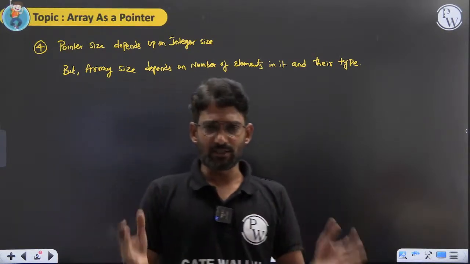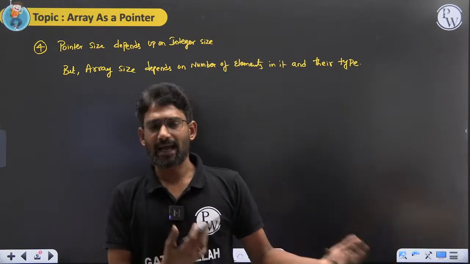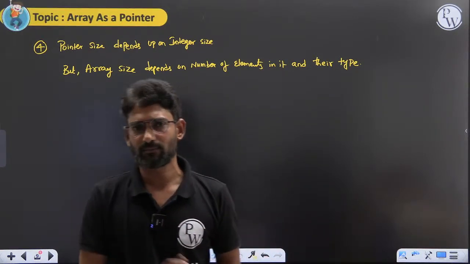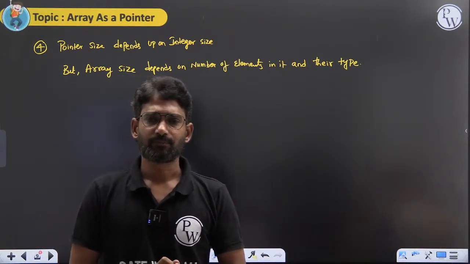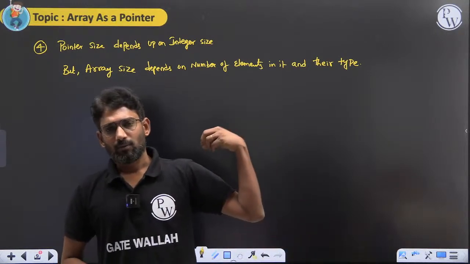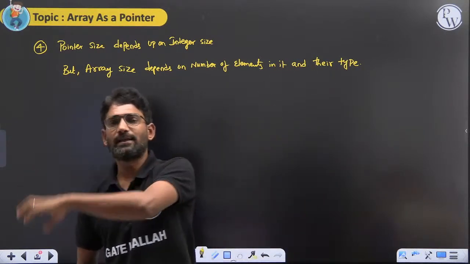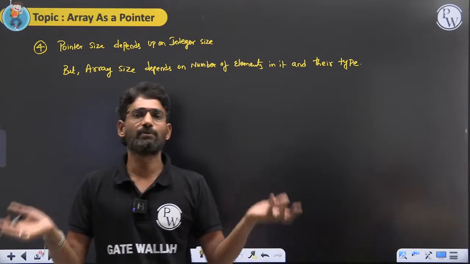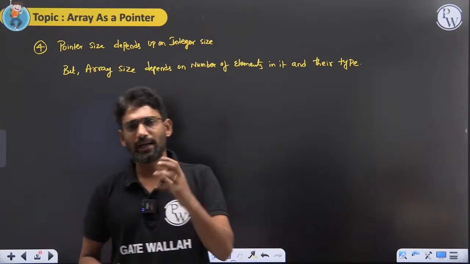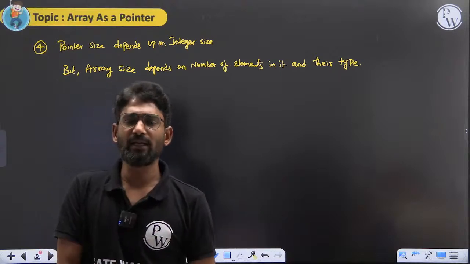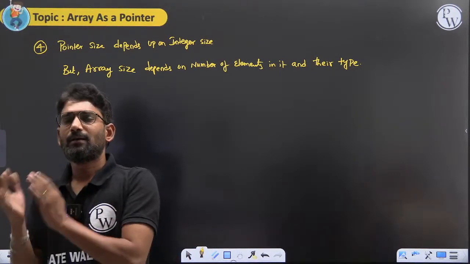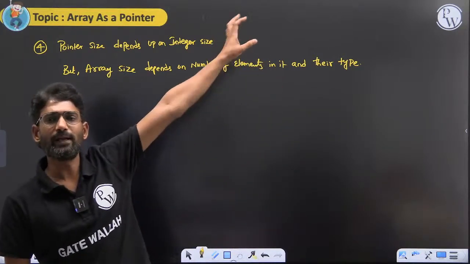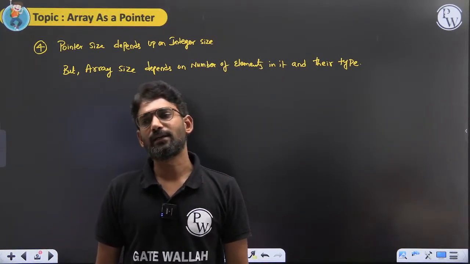If it is an integer group, float group, or char group of the same size, all three will not take the same amount of memory. Similarly, one integer group has 10 elements, another has 5 elements. Though both are integer groups, both will not take the same memory. So array size depends on how many elements are in it and what kind of elements they are, both. While pointer size depends upon integer size.